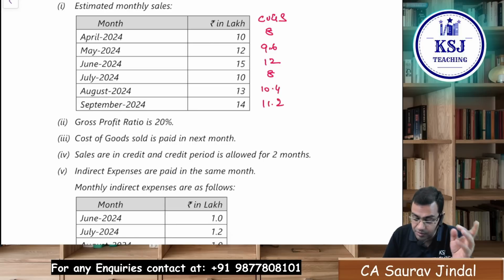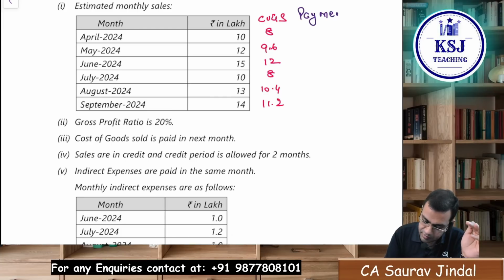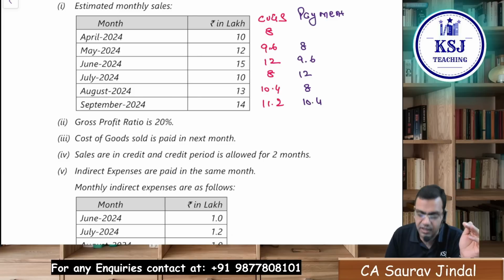Now he says it will be paid in the next month. That means the cost of the April will be paid in May. For May it will be June. For June will be paid in July. Here. Right, so I'll take the payment here. Okay, I'll write like this. Okay, so I will write here the payment. Right, this 8 will be paid here, 9.6 will be paid here, 12 will be paid here, 8 will be paid here, and 10.4 will be paid here.